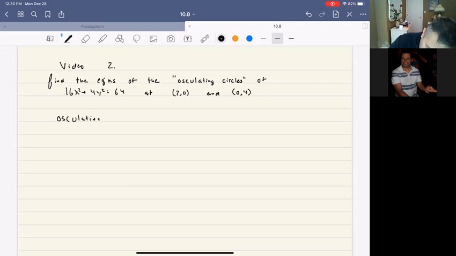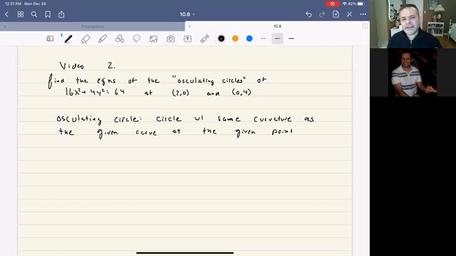An osculating circle is a circle with the same curvature as the given curve at the given point.